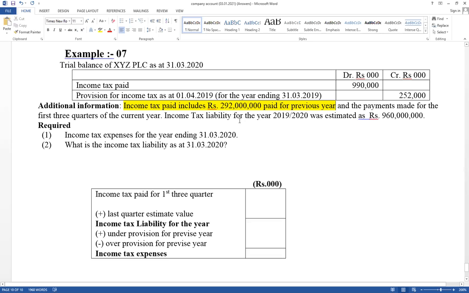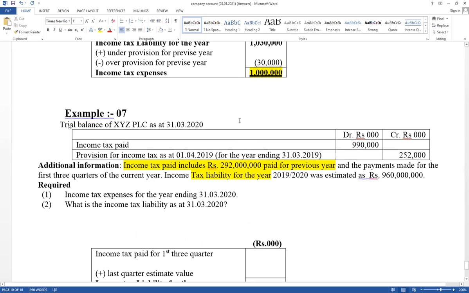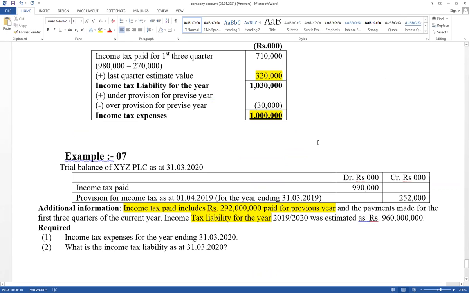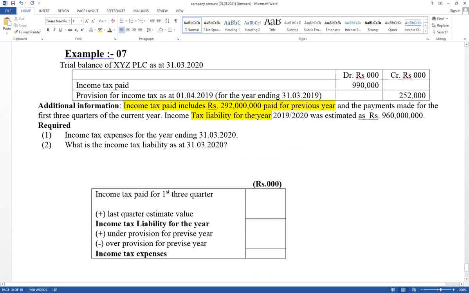Think about the difference between question number 6 and 7. Question number 6 has given the income tax liability of the last quarter of the current year. But question number 7 has given income tax liability for the year. Try to recognize the difference.